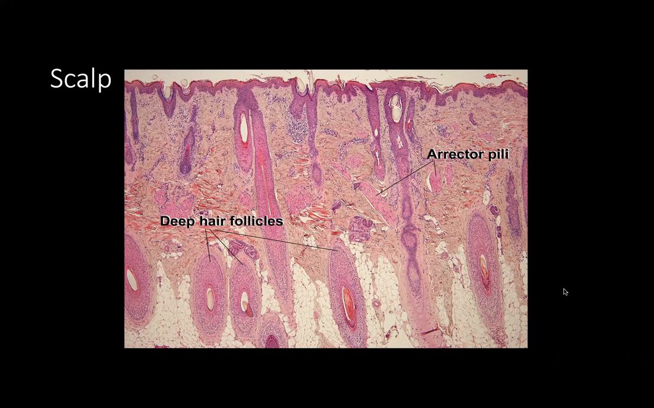This could be an excision specimen. So this is the scalp. If you see a lot of anagen hair follicles, it's a pretty thick dermis, and you have a nice subcutis, you can recognize it's the scalp.